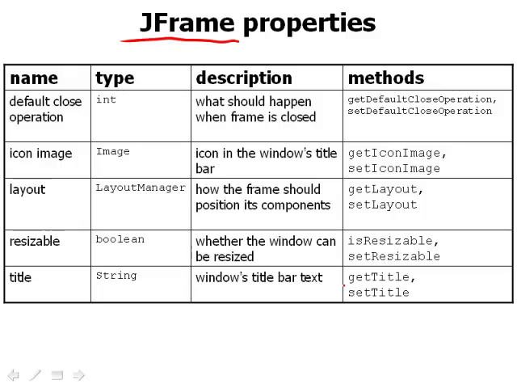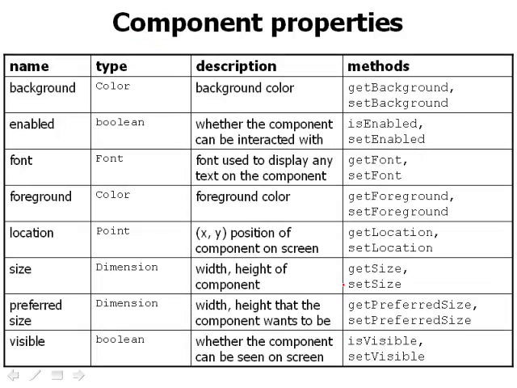There's also a set of properties that apply to every component, not just frames. These are listed in the Building Java Programs textbook as well. Here are some of those properties that all components have. They all have background colors and foreground colors, and they have fonts. You can enable and disable them. You can change their size. You can change whether they're visible.